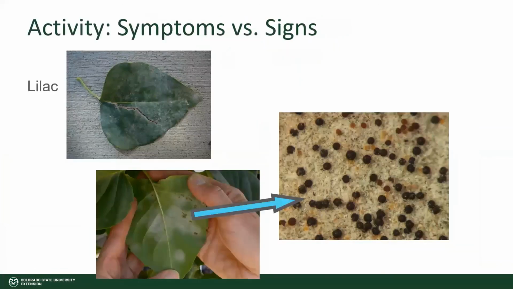We're going to have an activity. This is just for you to practice. Is this a symptom or a sign? And this is a lilac. We already talked about this. I'm going to give you 30 seconds so that you can think about whether this is a symptom or a sign.